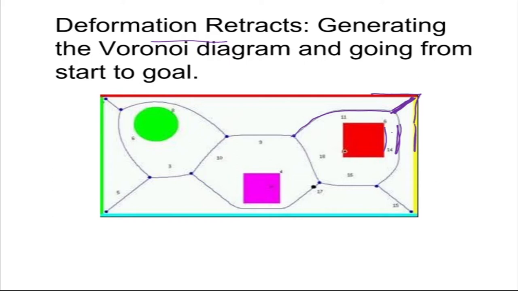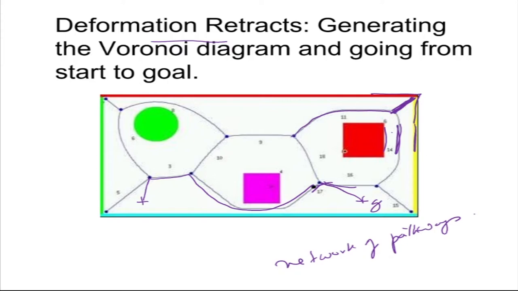So now if you want to go from some point to some other point, basically what we do is we connect to this graph, follow a pathway, and suppose this is my goal, and I go from here and I simply go to the goal. Okay. So again you can see that this is a network of paths or pathways, feasible pathways. Okay. And the advantage of this is that it is safe. It doesn't go too near the obstacle, so there's no chance of hitting the obstacle or the wall. Now these are also called Voronoi diagram. This is also a Voronoi diagram, and this process is basically called deformation retract.